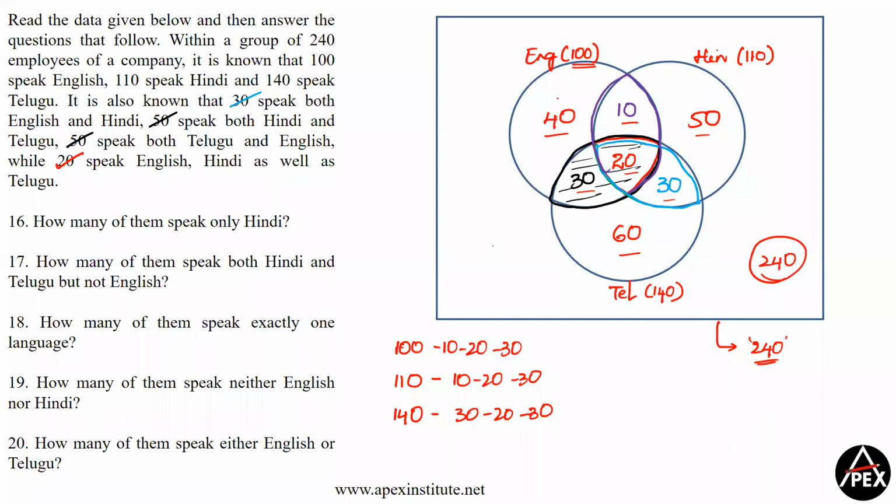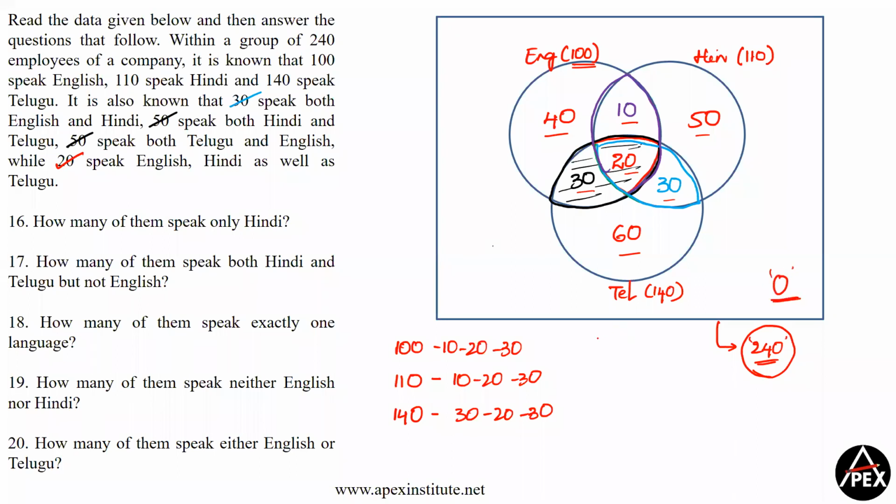So can I say all the employees of the company will speak at least one of these three languages? You do not have anyone who does not speak at least one of these languages. So every employee speaks at least one of these three languages, isn't it? So outside it will be 0.